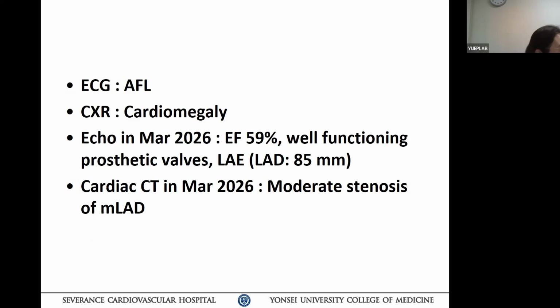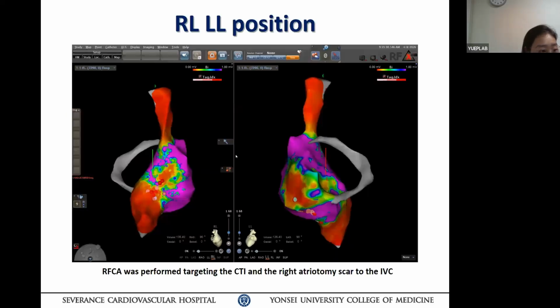First, I show the ECG of the patient the same day after ablation, and chest X-ray shows cardiomegaly. Echo shows an ejection fraction of 59%, and the left atrial enlargement size is 85 millimeters. Coronary angiography shows stenosis of the mid LAD. This is the targeting point. Radiofrequency ablation was performed targeting the CTI and the right atriotomy scar to the IVC.